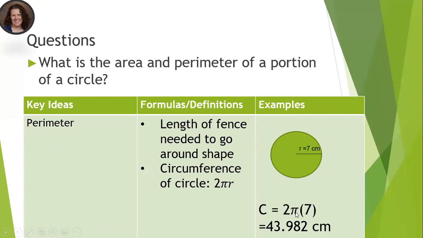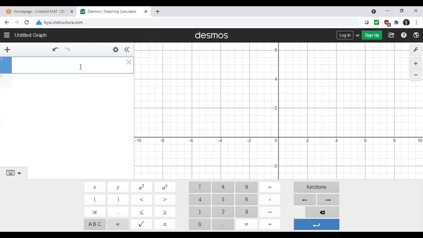So we're going to take 2 times pi times 7, and the answer is going to be 43.982. I'll show you what that looks like in depth. So our circumference is 2 pi, and our radius was 7. So that's how we get our circumference for the whole circle. So now let's go back to our presentation and continue.